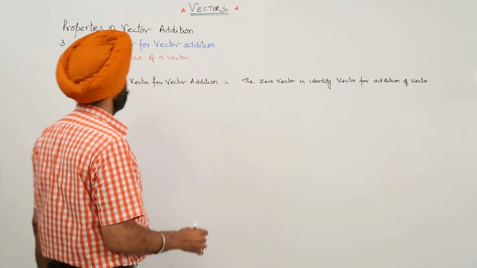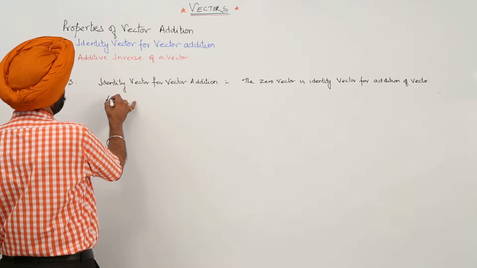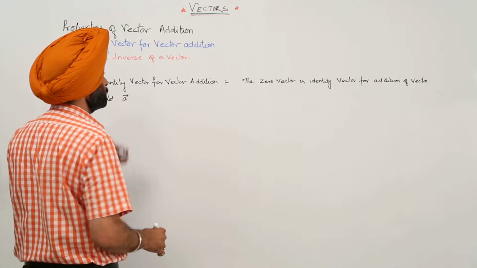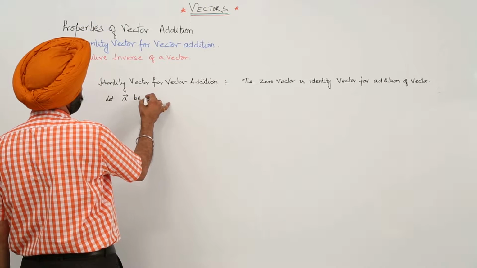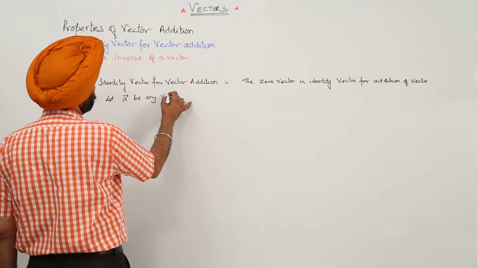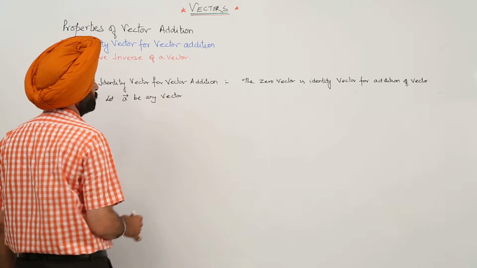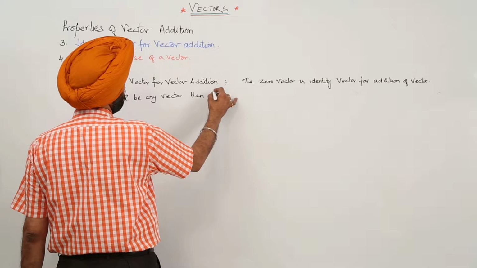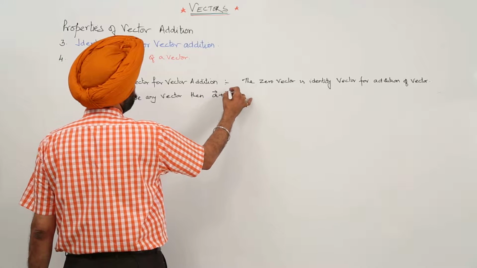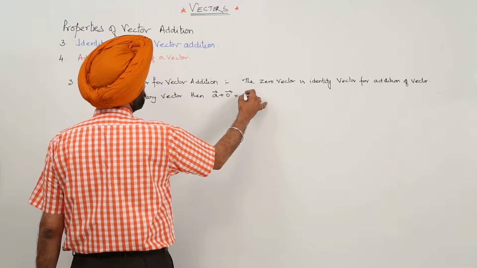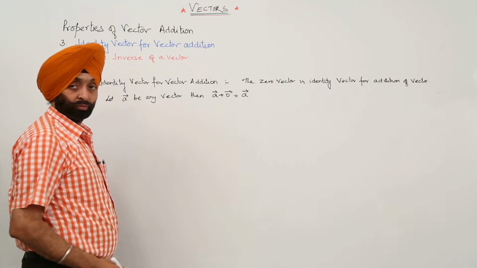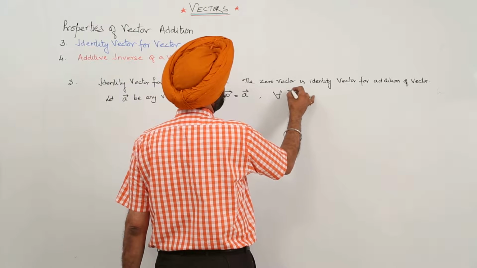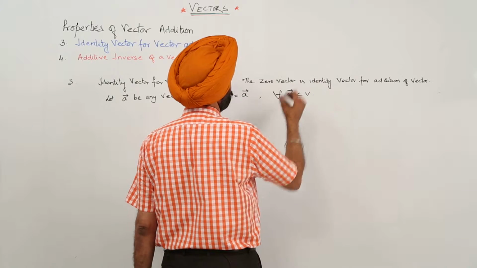Okay. Now let vector A, this represents, be any vector, then vector A followed by vector 0 is equal to vector A itself. For all values, vector A belongs to any vector.